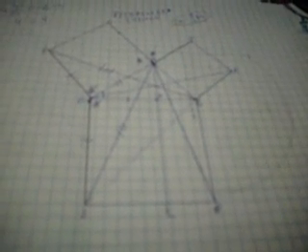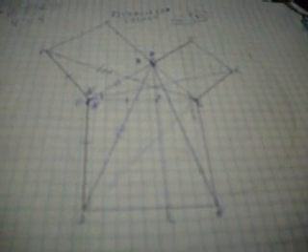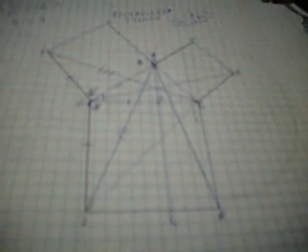Welcome to hopefully the final part of Euclid Book 1, proposition number 47. Alrighty then, let's go on.